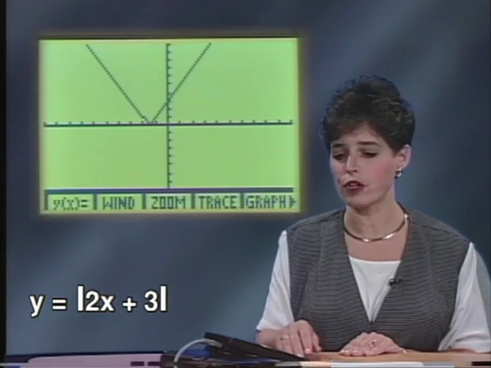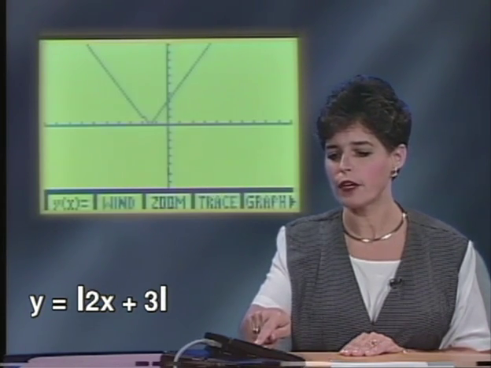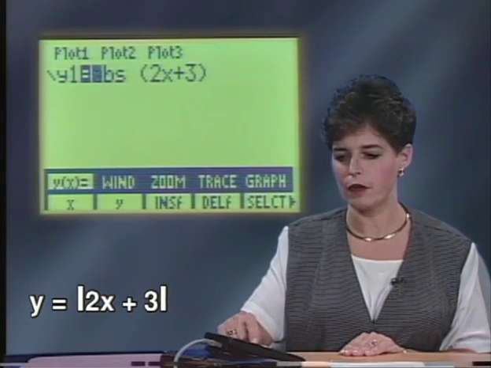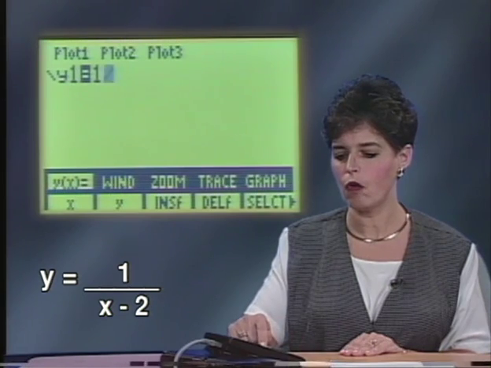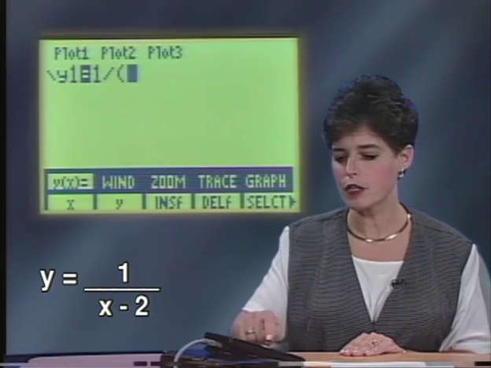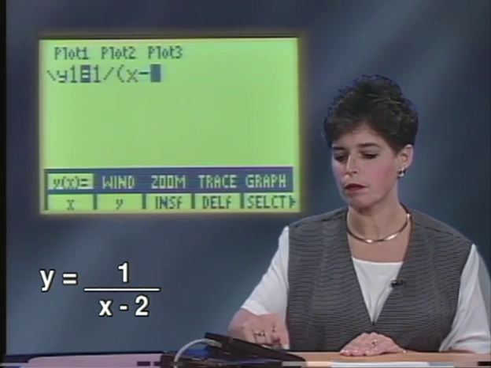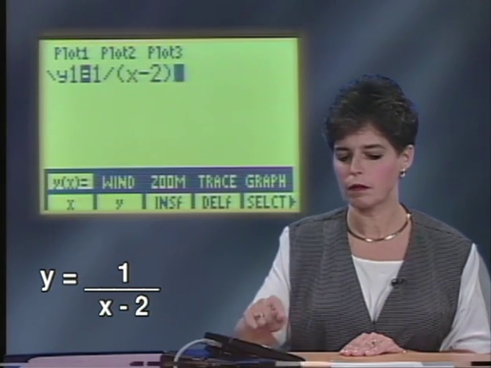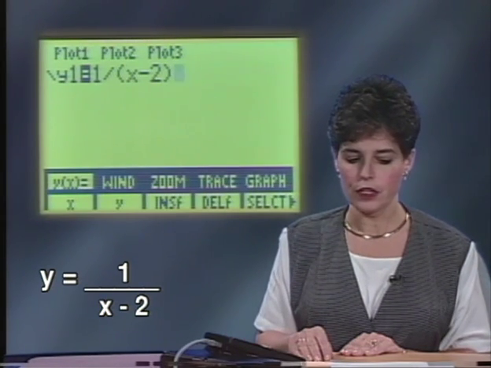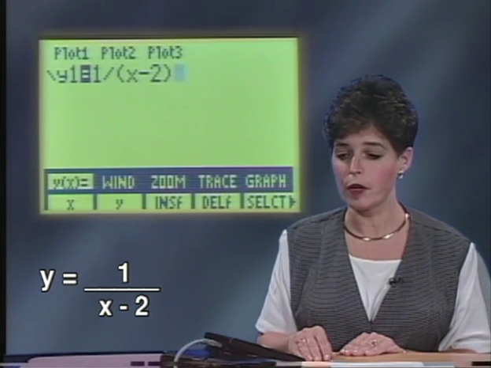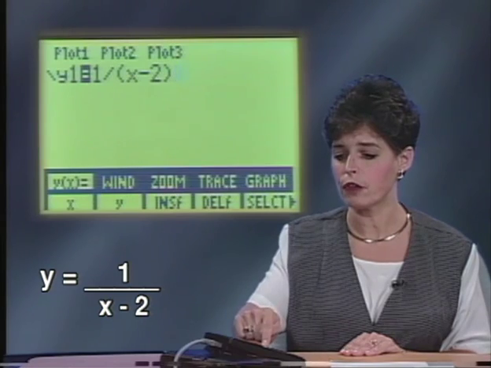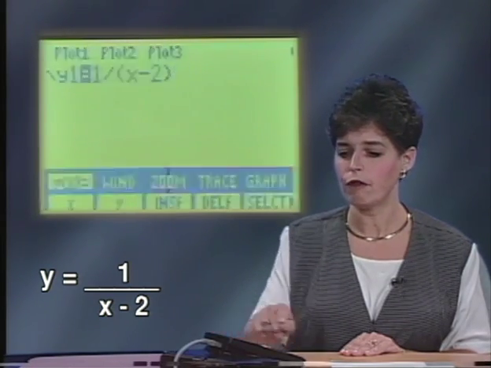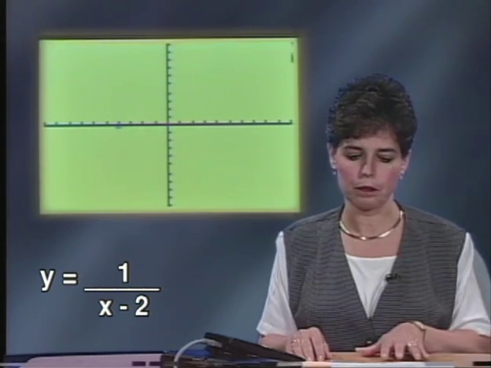Let's try a different function. Go to y of x with your F1, clear this one out, and let's do 1 over the quantity x minus 2. Okay? It's very important that we put parentheses around the x minus 2. Let's graph this with second F5 and see what it looks like.